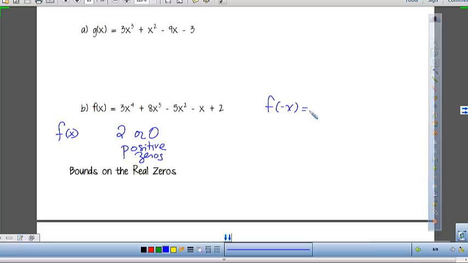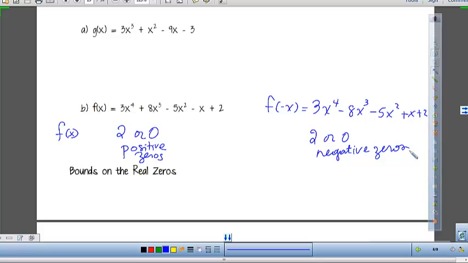So I'm going to first find f of negative x, which is going to be 3x to the 4th minus 8x cubed, minus 5x squared plus x plus 2. And then I count the sign changes. So that's 1, 2. So it's going to be 2 or 0 negative zeros. Okay, so that's how. We look at sign changes in f of x for positive zeros. We look at them in f of negative x for negative zeros.